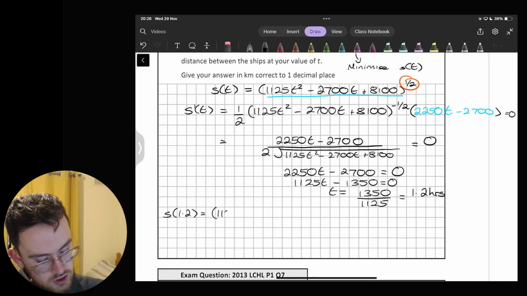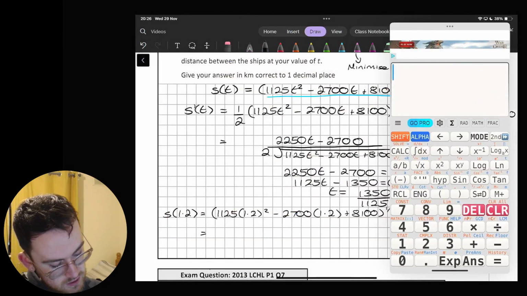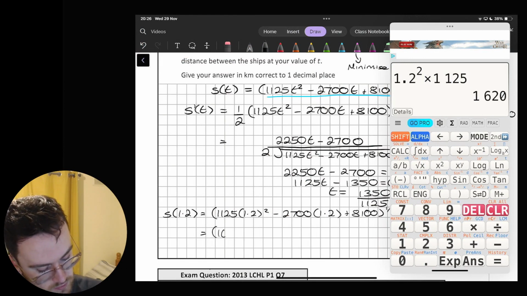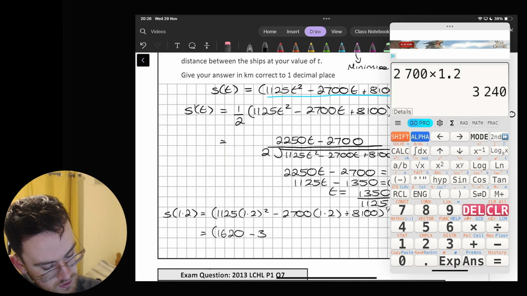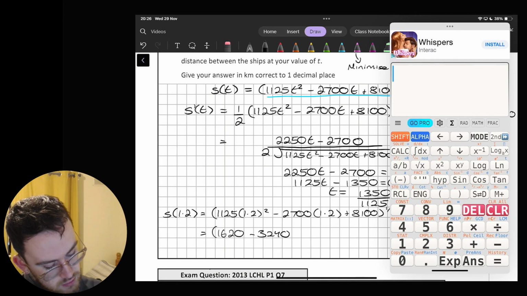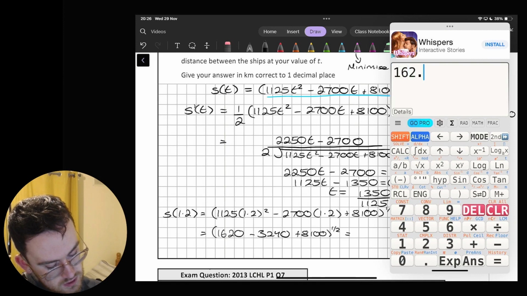So I'm looking at 1125 by 1.2 squared, minus 2700 by 1.2, plus 8100, and I'm putting all of that to the power of a half. So let's work this out, maybe taking it in a few steps. 1.2 squared, multiply that by 1125, gives 1620. 2700 by 1.2 is 3240. So 1620 minus 3240 plus 8100 gives me 6480.